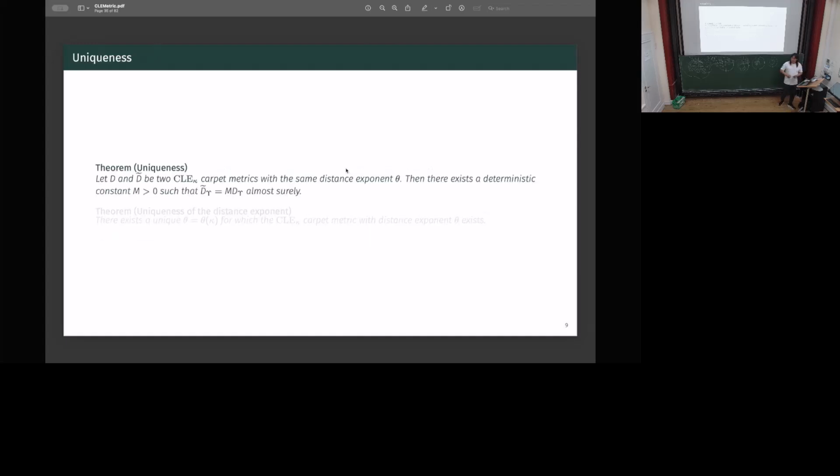The uniqueness, there will be 2 parts of the uniqueness. First, we assume that there are 2 carpet metrics, but they have the same distance exponent. Then we can prove that they are the same up to a multiplicative constant. And the second part, we prove that there is a unique theta for which a CLE carpet metric with this exponent exists. So in total, there will be only 1.